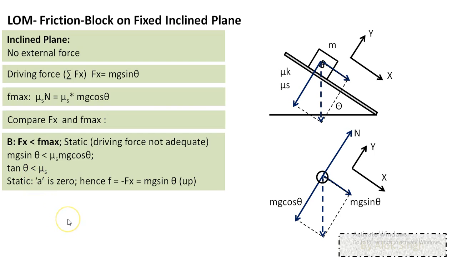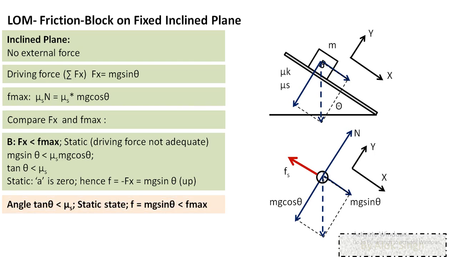In case of a static state, a is equal to 0, and hence the friction force will be equal and opposite to the driving force, which is equal to mg sin theta. So the friction force will act up the slope and its magnitude is equal to mg sin theta. So when tangent theta is less than mu s, it is a static state, F is equal to mg sin theta, which is less than the maximum friction force.